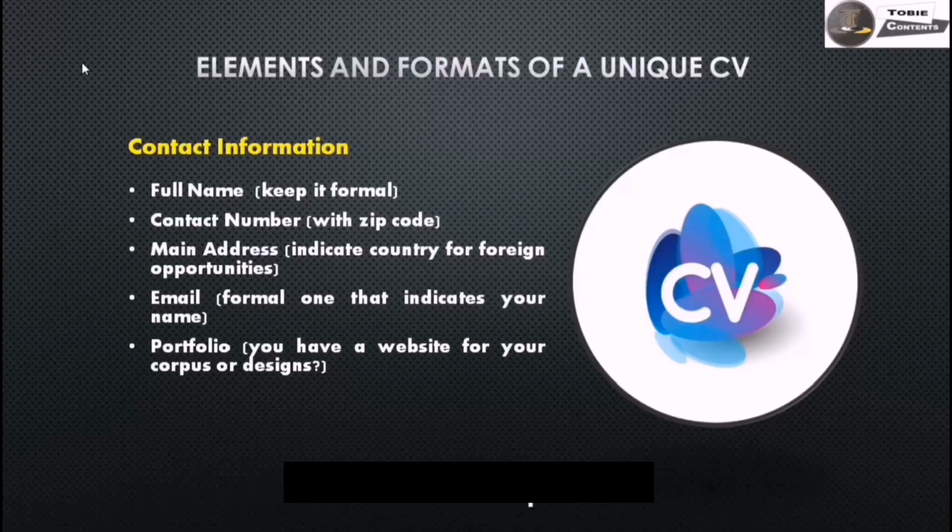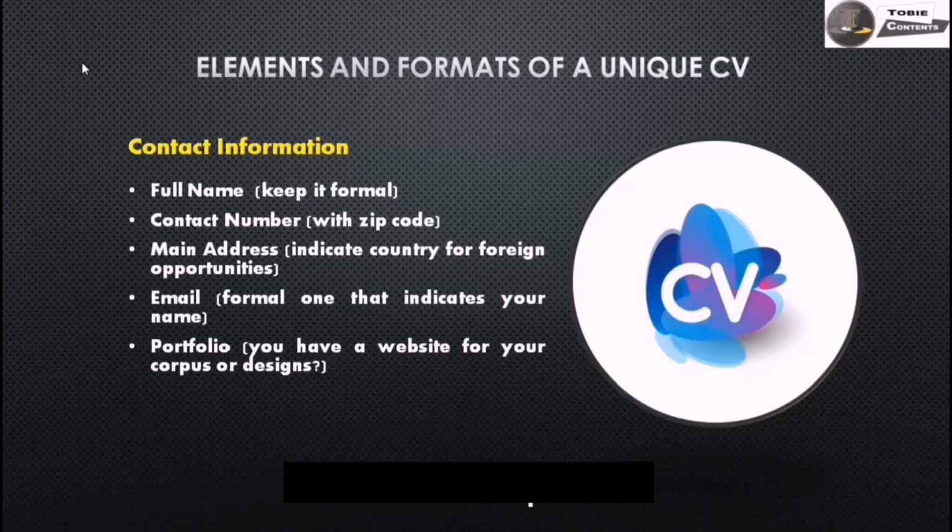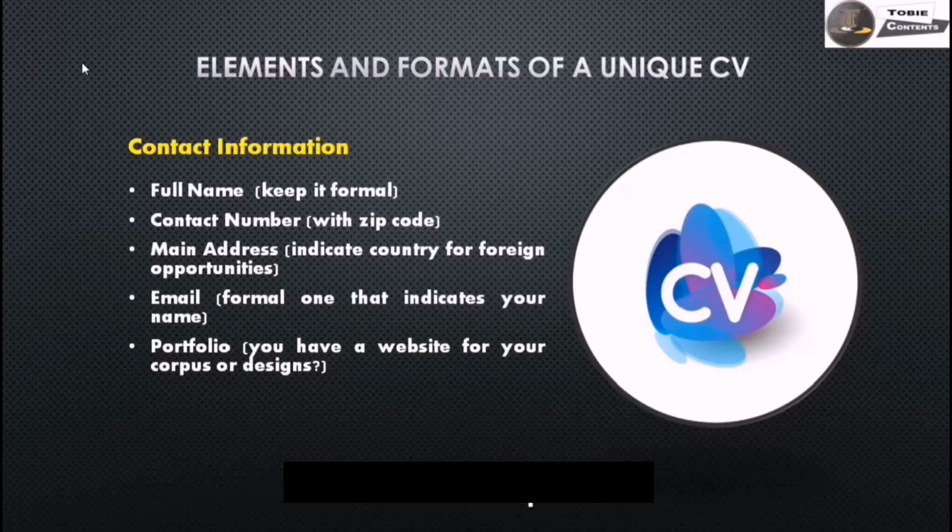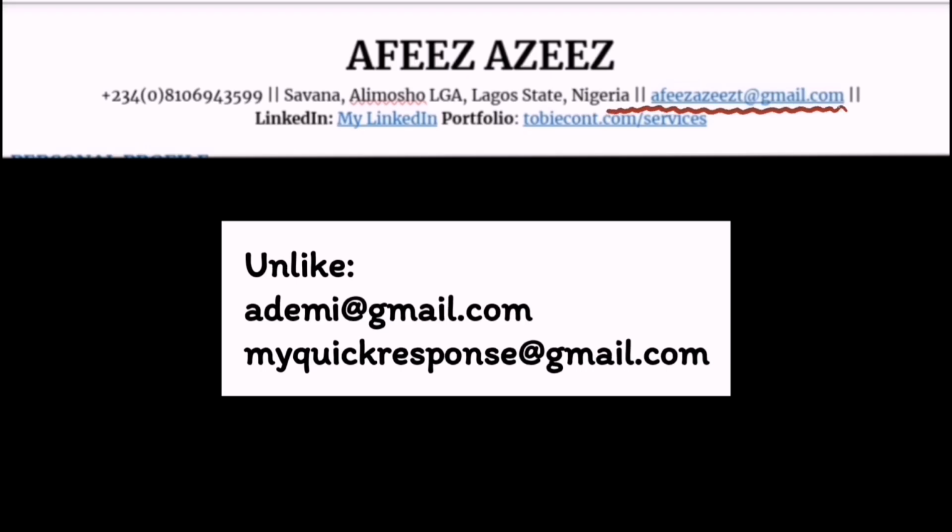At this point, you want to talk about your contact information. What is so special about it is that you ensure you include your zip code. The next thing is your address. Ensure you include the street area, the local government, the state, and the country. Your email has to be formal in the sense that it has to indicate your name. It shouldn't just be a random email that you use for other applications, registrations or subscriptions, but a kind of email that talks about you.